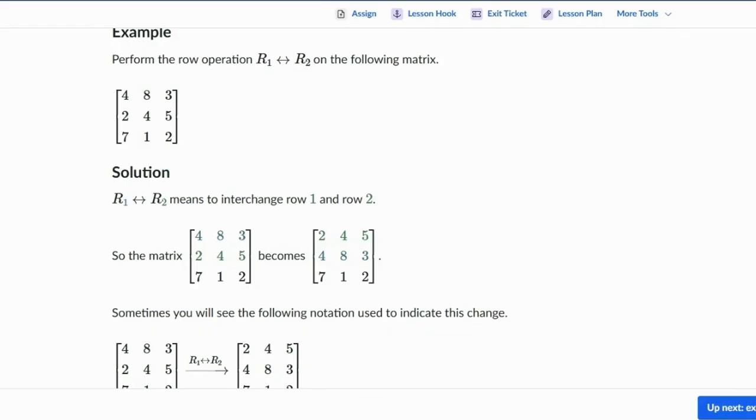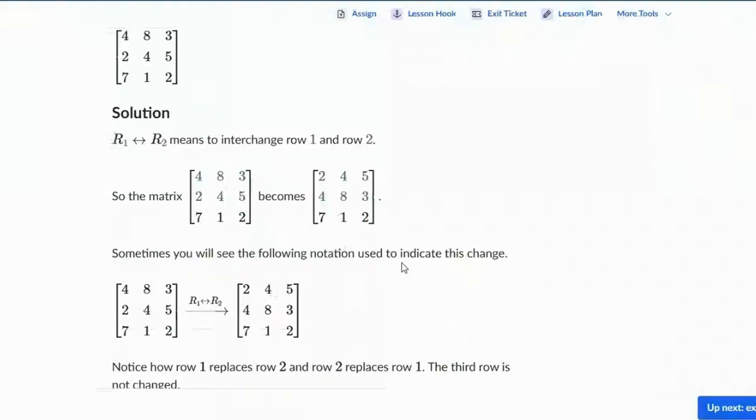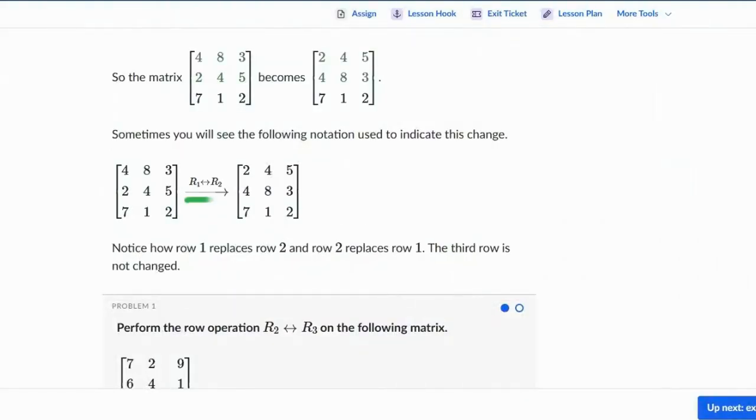Sometimes you may see it like this. They'll just put it in between the 2 matrices to explain what happened. Let's say it started out like this and it ended up like this. This is what we did: we took those 2 rows and traded places.